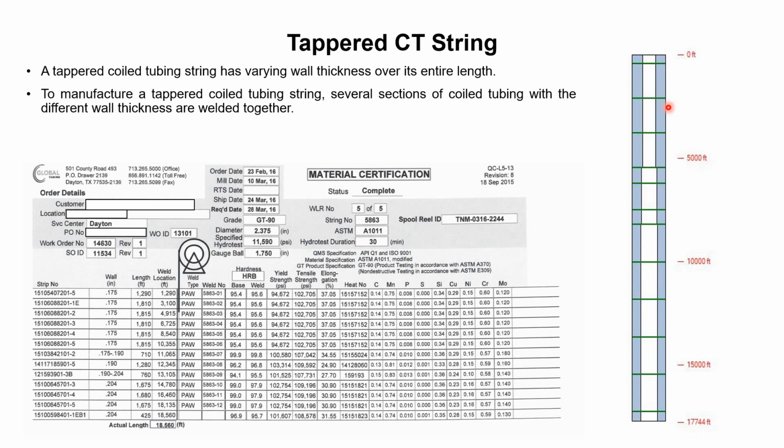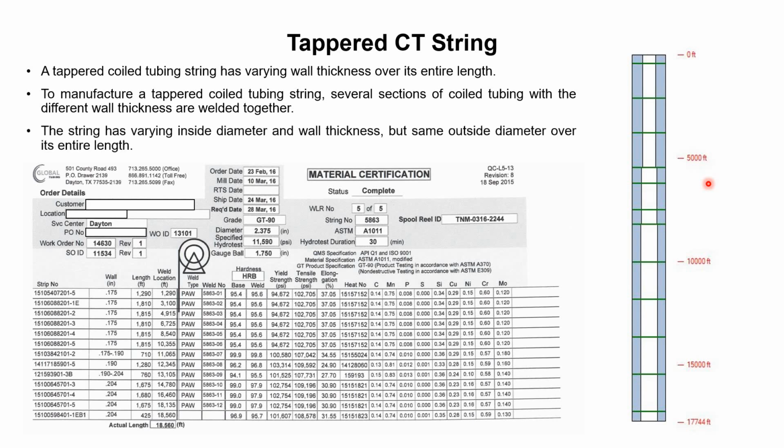If you see a coil physically from the outer surface, you cannot differentiate whether it is taper or non-taper, because the coil will still be of the same outer diameter. If you just look, it will look similar, but its inner diameter will be different. So we can summarize over here that the string has varying inside diameter and wall thickness, but the same outer diameter. So this was the taper coil tubing string.